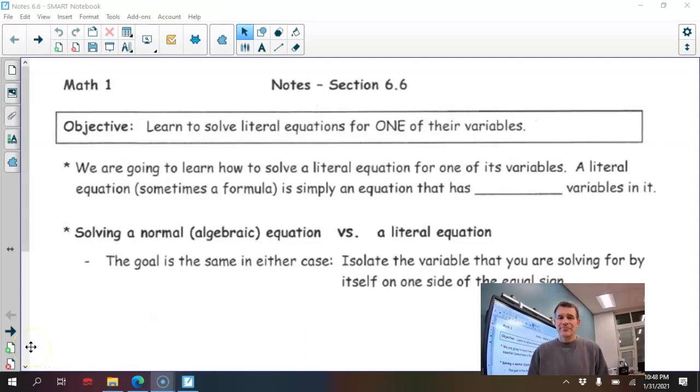Hey, Math 1, we are finally to the last section of Chapter 6. And the last section is not actually dealing with systems of equations. It's dealing with something you probably don't have a lot of experience with, something called literal equations. And we are going to solve literal equations in this last section. And these notes primarily deal with examples.